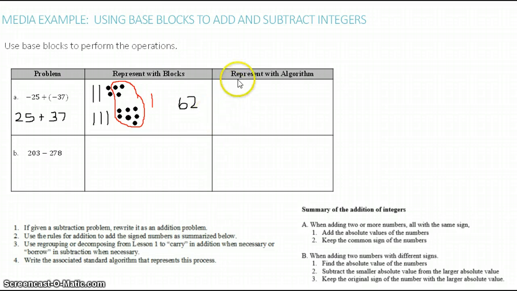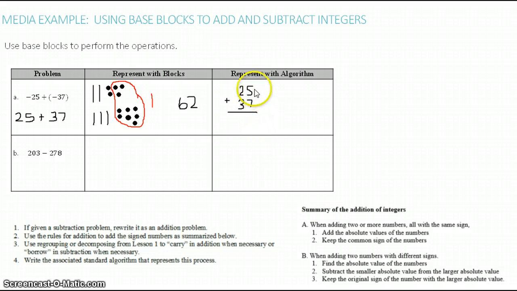Okay. Now how would this look with the algorithm? So I'm going to put 25 and 37. And we line them up vertically by place value. We put a line underneath them to represent that what is below is what they're equal to. And we put the sign right here.